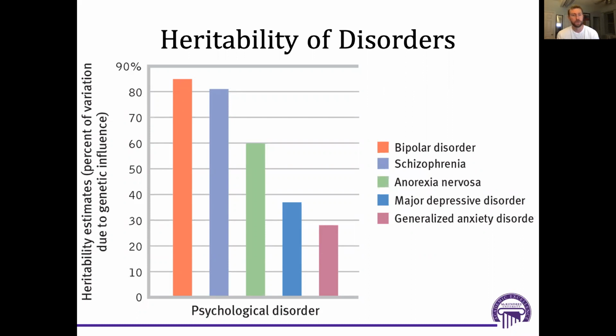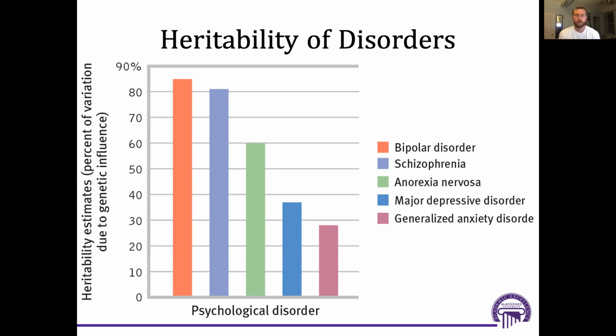Okay. So first, I want to show you this graphic. Again, this graphic will be good to know for the quiz. Here we see heritability rates for different disorders, some of which we already talked about, others of which we will talk about. Bipolar disorder, though, is the most heritable disorder that we see. So again, a strong genetic basis for bipolar disorder, closely followed by schizophrenia, then anorexia nervosa, major depressive disorder, and then finally generalized anxiety disorder.